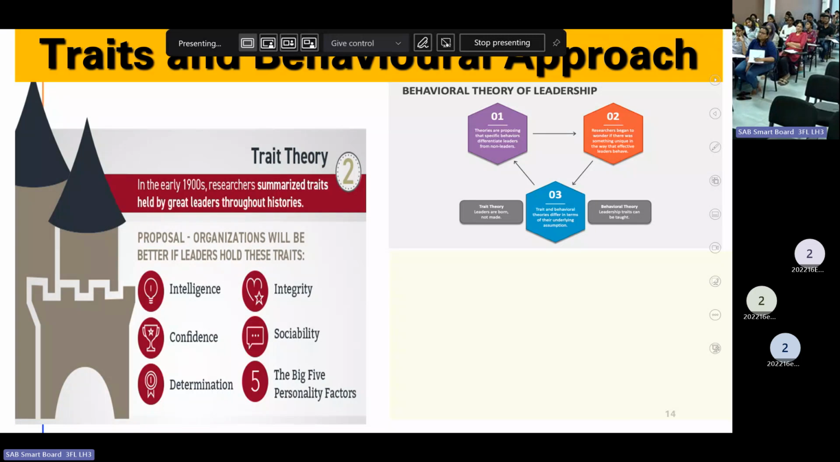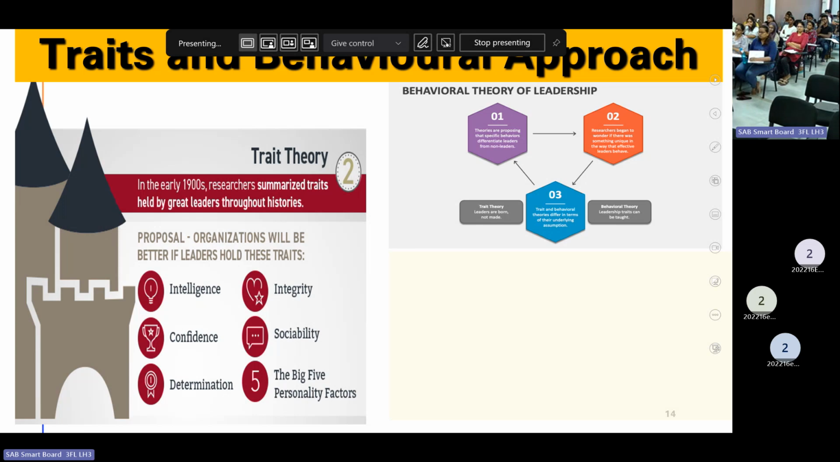So what is trait theory? I told you it is what distinguishes a leader from a non-leader. Okay. So traits: if you are intelligent, they thought you are a leader. And if you are confident enough in doing things, they thought you are a leader. That was a belief. Okay. And determined to achieve something, or integrity, sociability. And these 5, they thought, are the factors that contribute to a leader. So that was a belief in trait theory.